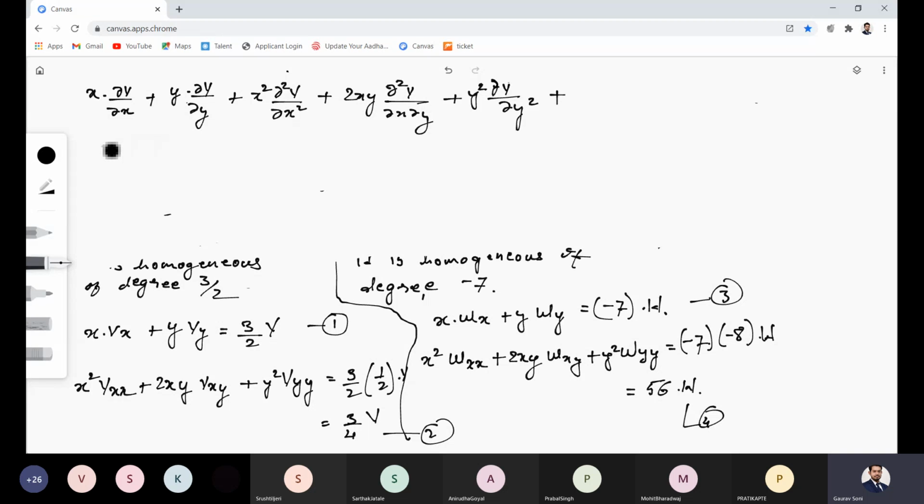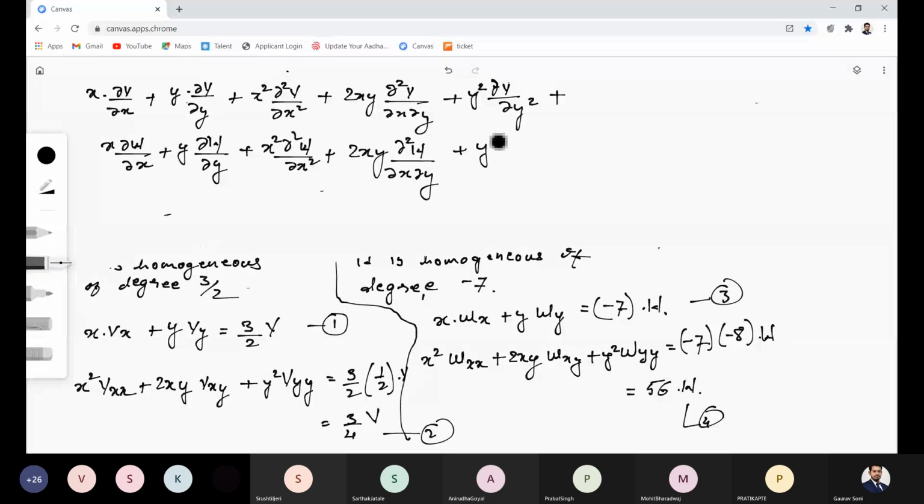the next terms: x partial derivative of w with respect to x, y partial derivative of w with respect to y plus x square second derivative of w with respect to x square plus 2xy second derivative of w with respect to x and y plus y square second derivative of w with respect to y square is equal to, so I'll write down the required term, 3 by 2 into v plus 3 by 4 into v minus 7 into w plus 56 into w.